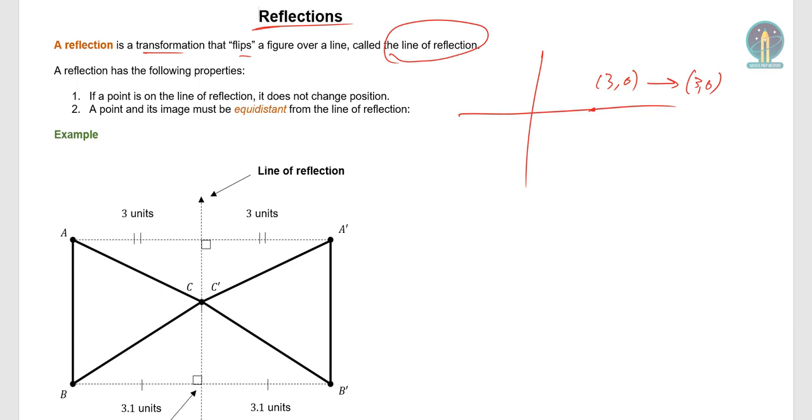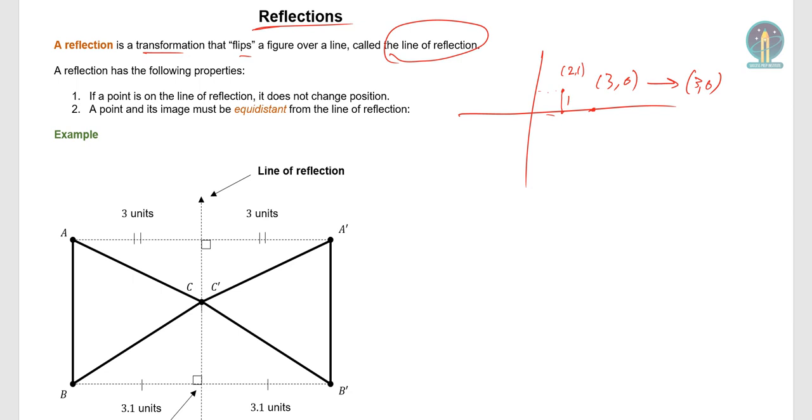The second property of reflections is that a point and its image must be equidistant from the line of reflection. So if I have the point (2, 1), and I tell you to reflect it about the x-axis, right? The distance of this point from the x-axis is 1, because the y-coordinate is 1, so this point is 1 unit away from the x-axis.